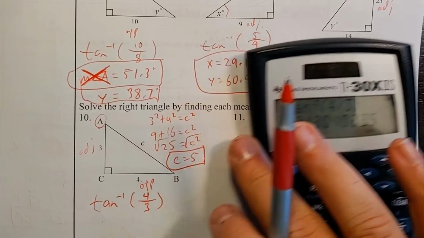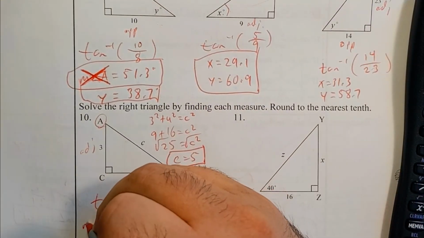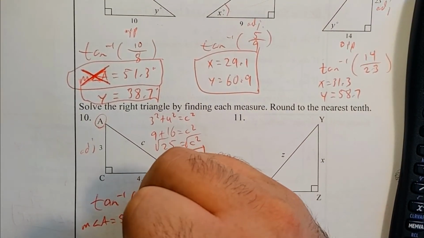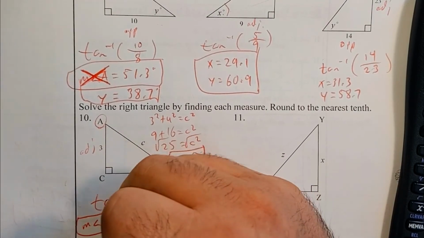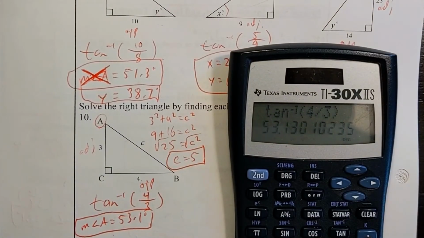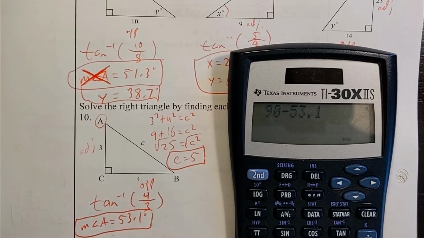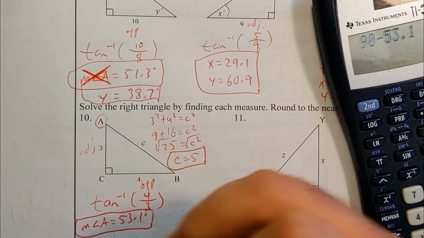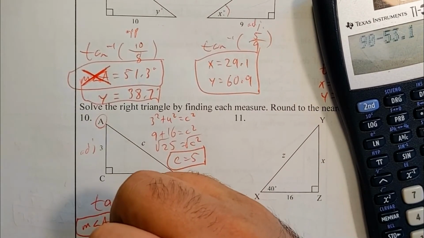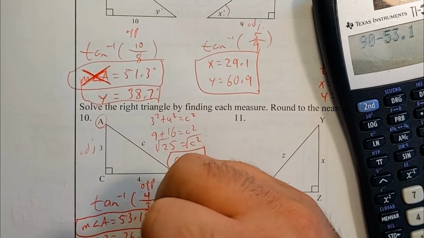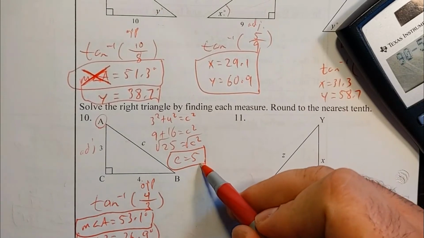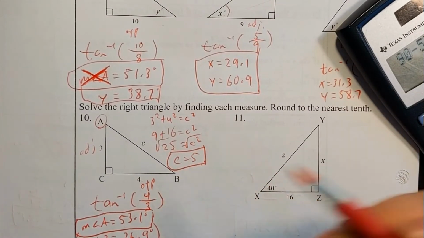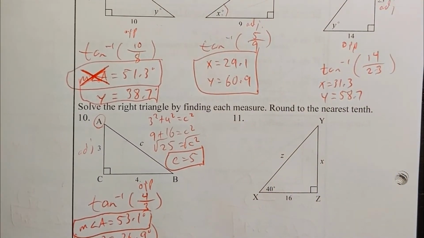And you get 53.1. So the measure of angle A is 53.1 degrees. And then for angle B, you're just going to go 90 minus 53.1, and you get 36.9. So the measure of angle B is 36.9 degrees. So there's C, there's a measure of A, there's a measure of B.